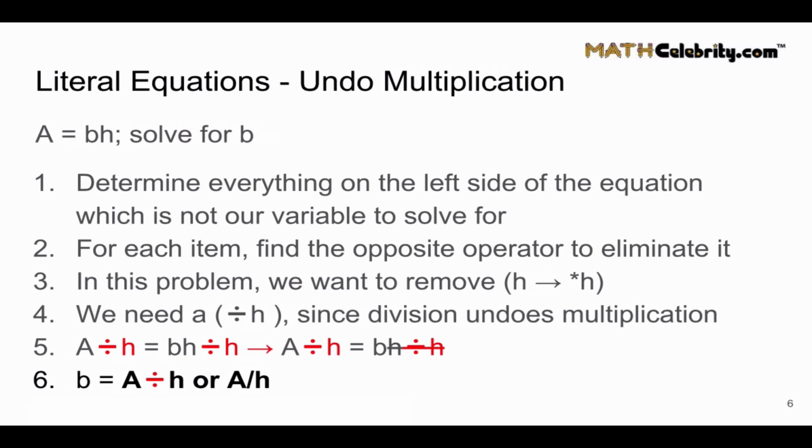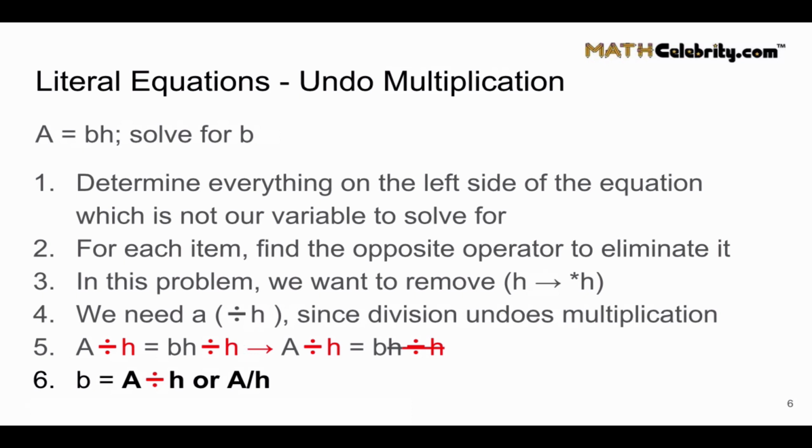The key here, no matter how many letters you see in formulas like this, is that you want to get rid of everything but the variable we want to solve for. So first, determine everything on the, I say left side, but this time it's the right side. It depends where the B is. So on this problem, it's on the right side. We want to find the opposite operator to eliminate it.